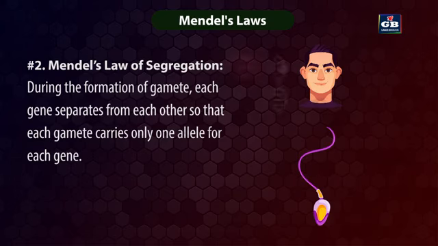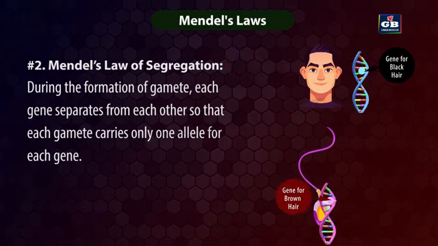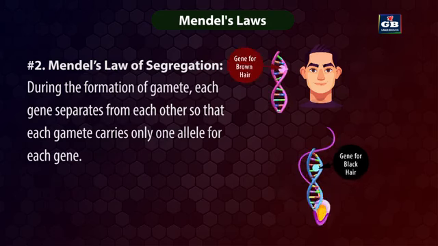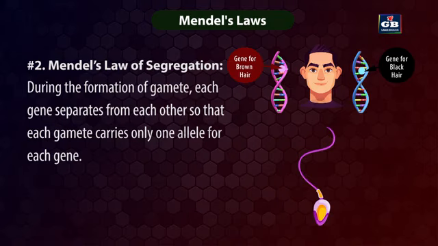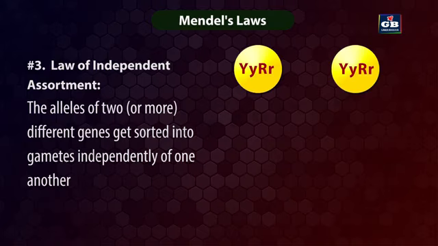For example, a man has two alleles for his hair color, like brown and black, in his cell, but his gametes or sperm cells will have either the brown or the black allele only. This is called Mendel's law of segregation. During the formation of gametes, each gene separates from the other so that each gamete carries only one allele for each gene. Next, we see the law of independent assortment.